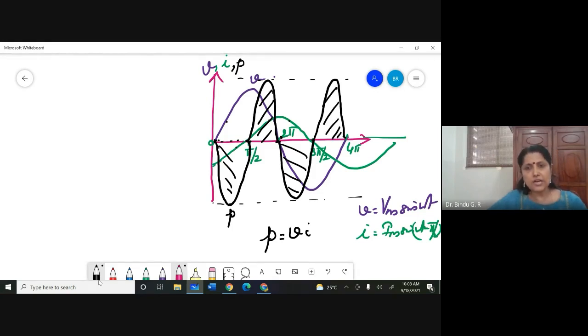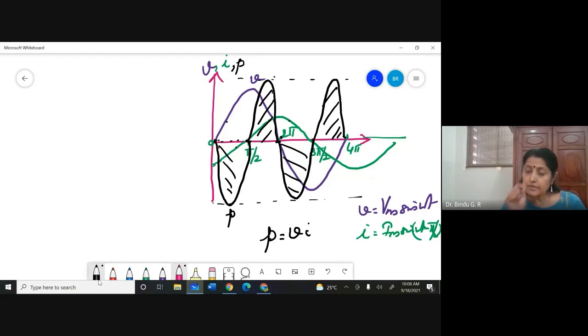Need not draw it now. Please listen to me. I'll give you time to draw. What I did here was I drew first the voltage waveform, V is equal to Vm sine omega t. Then I drew the current waveform, I is equal to Im sine omega t minus pi by 2, which means I drew the current by shifting it by pi by 2, lagging it by pi by 2. Then I drew the power waveform.